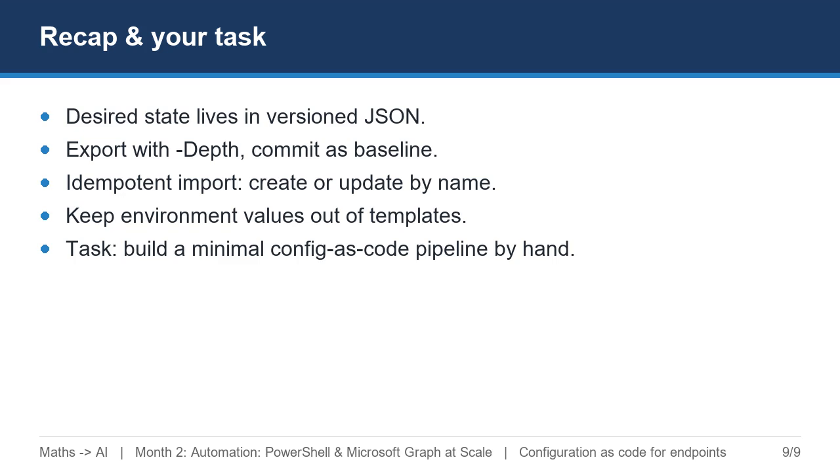Your task: Export at least 2 configuration policies to JSON and commit them. Write an idempotent Import-IntunePolicy function with -WhatIf. Move a target group ID out into a per-environment file and inject it, then prove a second run reports no changes. See you in Lesson 6.